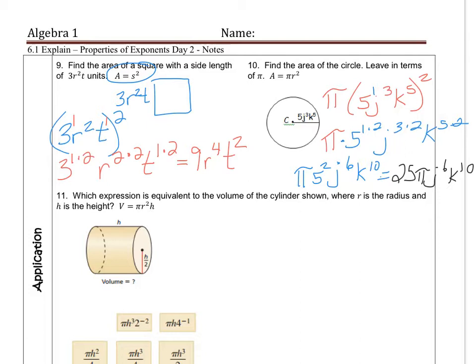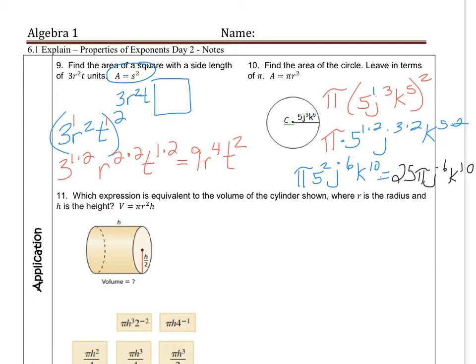Okay, so I wrote it out with my inside times my outside values, and when I wrote my answer, I always start with a coefficient. So even though when I was solving it I had the pi written first, when I get to the answer, I'm going to start with a coefficient. So my 5 squared became 25, so 25 pi j to the 6th, k to the 10th.